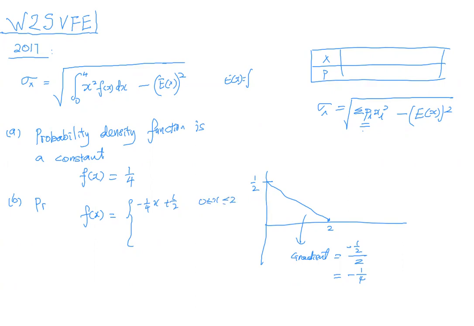Then for 2 onward, this gradient, I think this one go down, it will be 1/4 x minus half for x between 2 and 4. So that's why the probability density is not constant. So the deviation will be greater. So please, class, you need to remember how to get the equation. Still remember in our SAT?